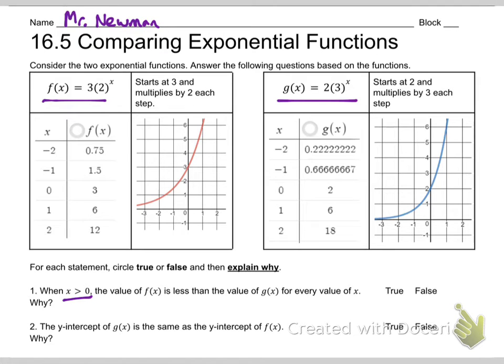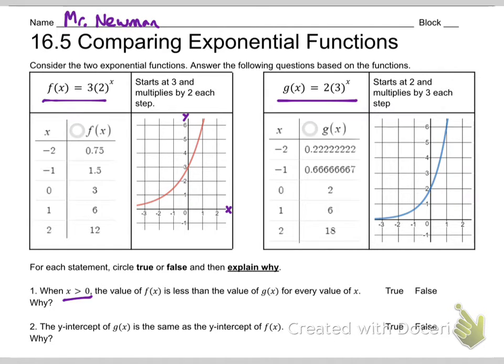When x is greater than 0, the value of f of x is less than the value of g of x for every value of x. First thing, before you answer this question, I want you to understand that when we say the value of f of x, we're talking about the y value of f of x. So remember, our x is there and our y is there on the axes. So when you're talking about a specific point, you go left to right x, up down y.